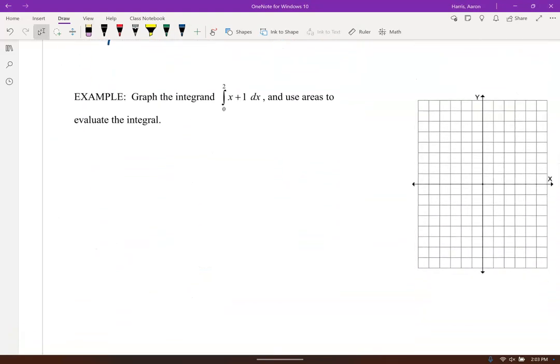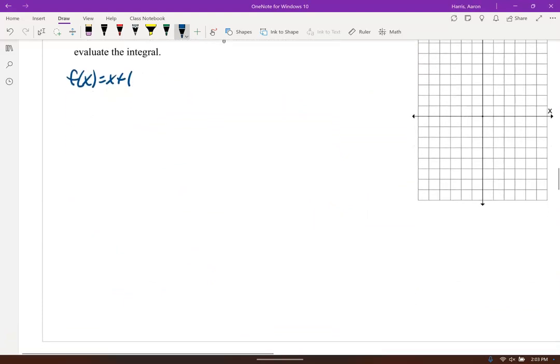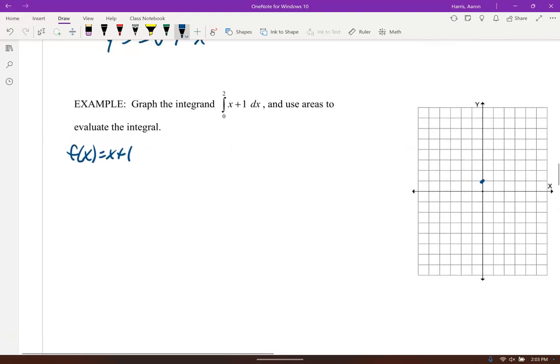Got x plus 1 this time. Here's our function, f of x equals x plus 1. So mx plus b, I got a y-intercept of 1, and I'm up 1, right 1, up 1, right 1. I'm only going from 0 to 2, so it's just this part of it. I'm trying to find that area. And so what I'm going to do is I'll just go with a triangle, and then I'll do the bottom rectangle. So the area is the top triangle plus the rectangle.